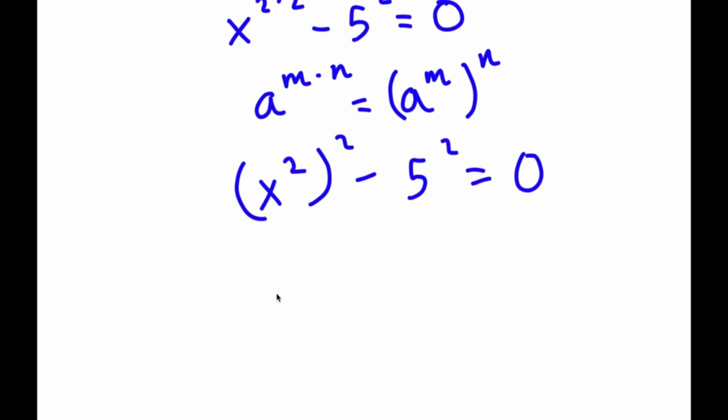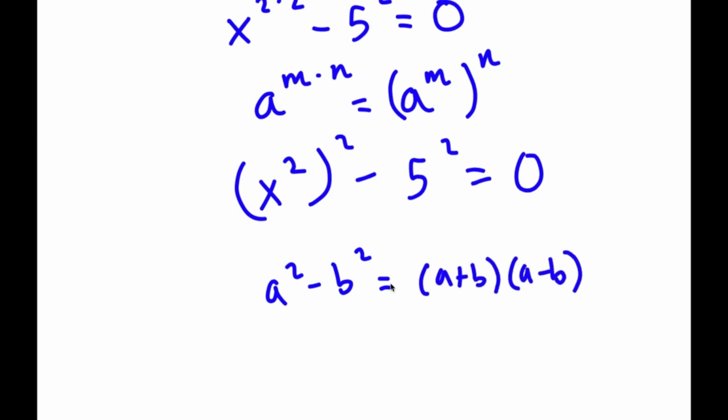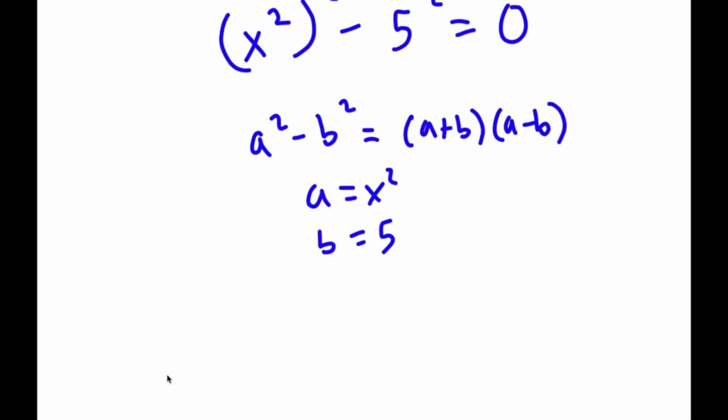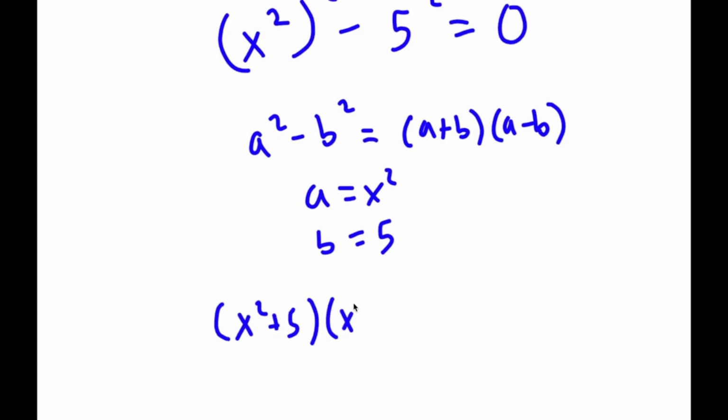Now if I have something in the form a squared minus b squared, this is equal to a plus b times a minus b. So in this case, I have a is equal to x squared and b is equal to 5. So now I have x squared plus 5 times x squared minus 5 is equal to 0.